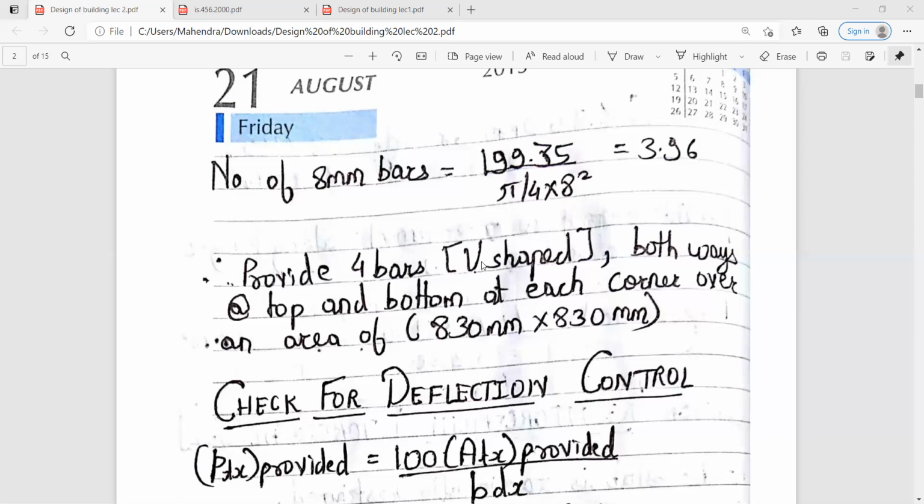So understood up till here. If anyone is having any doubts, you can ask. So do up till here, then we shall proceed for the further step. Total number of bars you had got, that is 4.